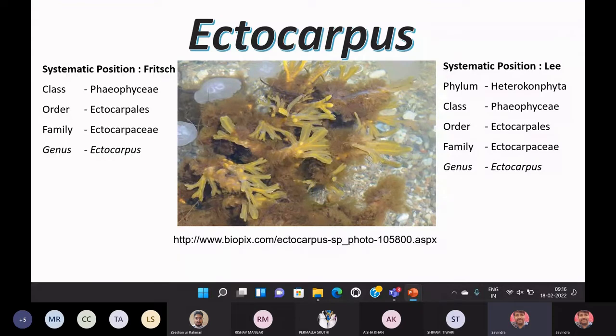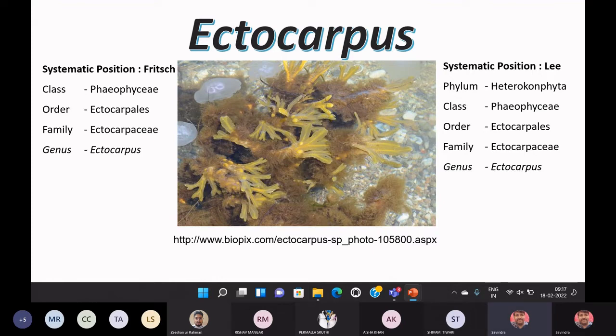So, today we are going to start the new genus, or you can say the second last genus of our syllabus. So, Ectocarpus systematic position as per Fritsch. You knew that out of those 11 classes, Fritsch placed this alga, this seaweed, in Phaeophyceae under order Ectocarpales, family Ectocarpaceae, and genus Ectocarpus.